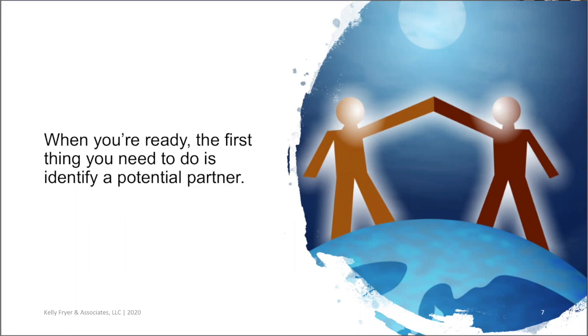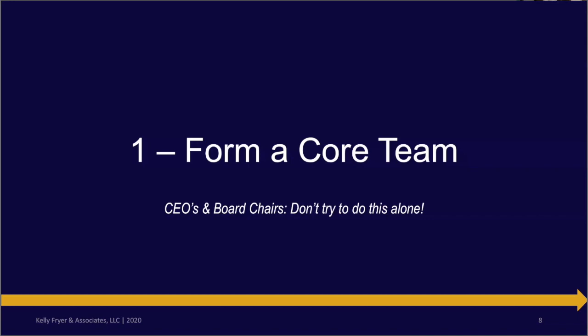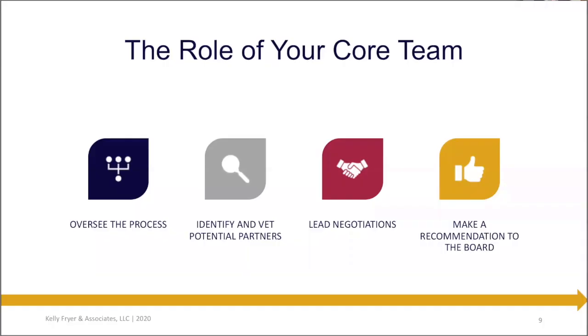So when you're ready to consider a merger or acquisition, or strategic restructuring, the first thing you need to do is to identify a potential partner. And the first thing you should do, I'm talking right now to CEOs or executive directors out there and your board chairs, is to convince yourself that you don't have to do this alone. This can be kind of a lonely feeling. Don't do it alone. The first thing you should do is put together a team.